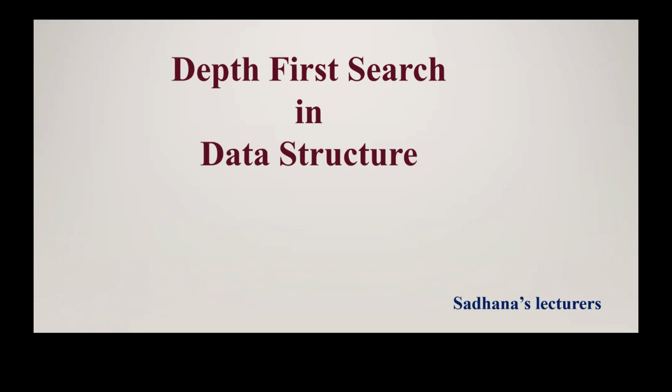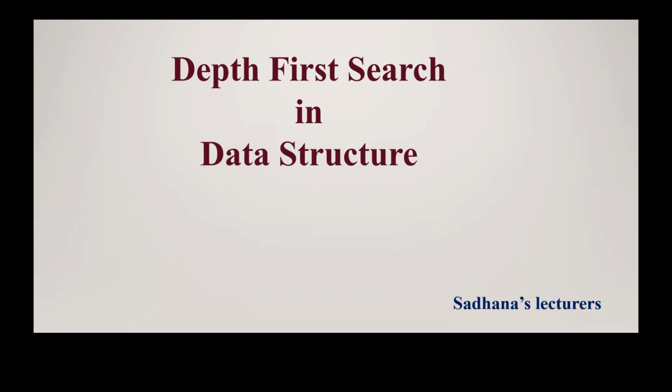Right now we are covering the graph data structure. As we know, a graph is a nonlinear data structure which consists of a set of vertices and edges. In the last video, we covered how to represent a graph in a computer. We have already covered three types of representation of a graph. Now we are going to cover how to traverse a graph.